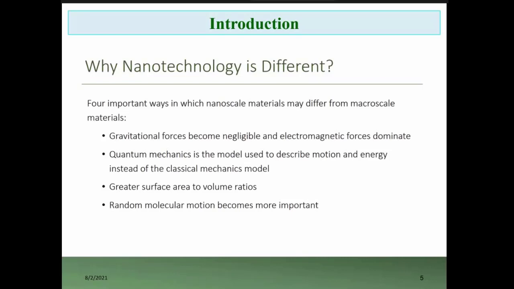The third one is a very important one, the surface area. When we reduce the size of the particle and reach the nanoparticle size, the surface area becomes extremely high. That is why the surface area to volume ratio is increased. And finally, the random molecular motion becomes completely different in a nanoparticle than in the bulk material. Because when the size of the nanoparticle is very small, it becomes extremely light. So the movement of the nanoparticle is quite different from that of the same material in bulk.